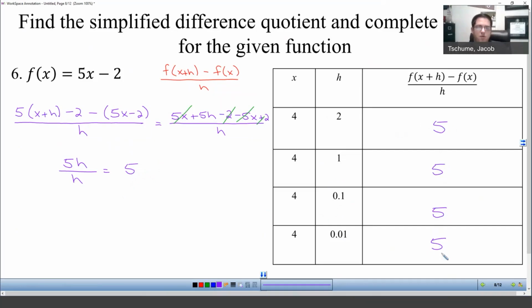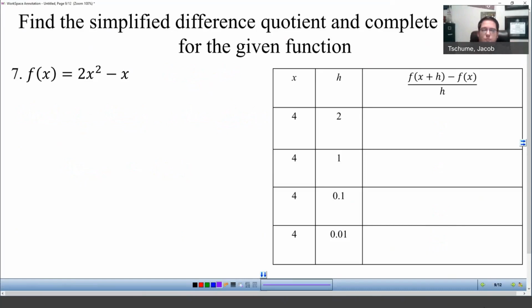And what you probably notice here, or if you don't, I'm going to point it out to you: this 5, if you look back at the original problem, is actually the slope of the original linear function. Slope is consistent everywhere, so that's why our difference quotient value doesn't change. Now that's only true for a line. When you move to other kinds of functions, you're going to have a varying difference quotient value, which we're going to see on the next slide.